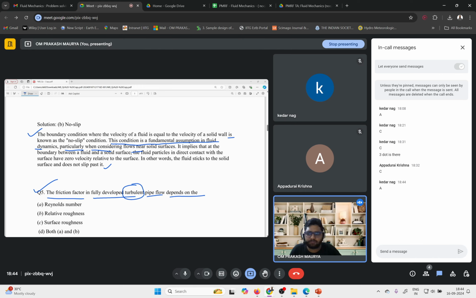So for question number 5, Kedar is telling option A. Here we are talking about the turbulent flow. In case of laminar flow, I discussed previously, just a couple of minutes back. But here the question is the friction factor in turbulent flow. So please think on that.